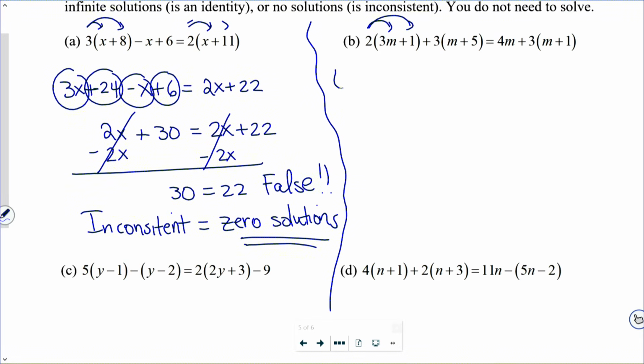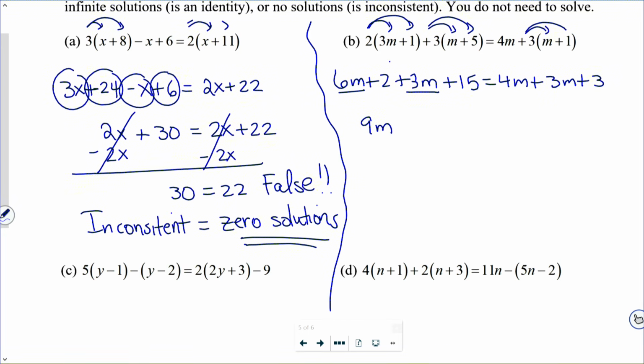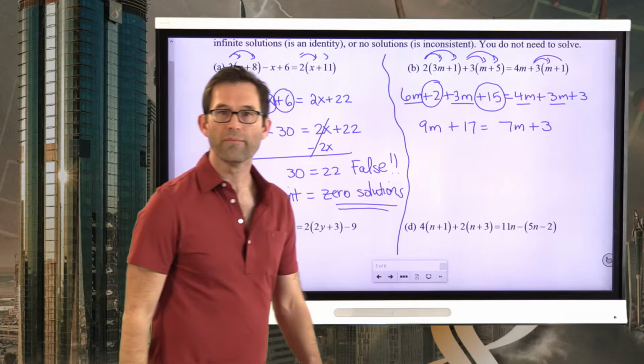That's how we begin. 6m plus 2, plus 3m, I didn't get a 3 or an m, plus 15 is equal to 4m plus, again, a little distribution, 3m plus 3. Let's do some combining of like terms. I have 6m plus 3m. That's going to be 9m. Plus 2 plus 15 is plus 17. This side of the equation, I've got 4m and 3m. That's 7m plus 3.